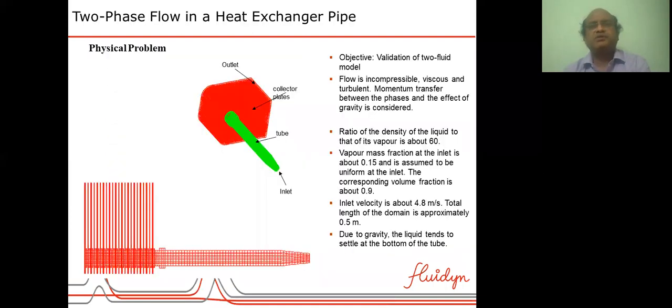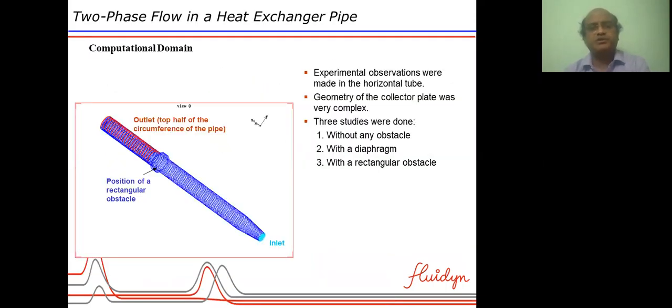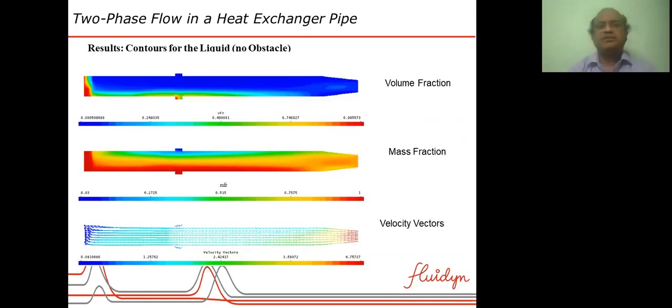I'll just show one example where these methods were used. This method was used to model flow in a heat exchanger. In this case, there is a horizontal heat exchanger, and at the inlet on the right hand side, a homogeneous mixture of liquid and vapor comes in. What is plotted is the volume fraction of the liquid. You can see that as the flow progresses, gravity is acting in the downward direction, the liquid gets settled, there is phase separation, and some liquid is trapped in this place, and the vapor on top goes up to the channels.